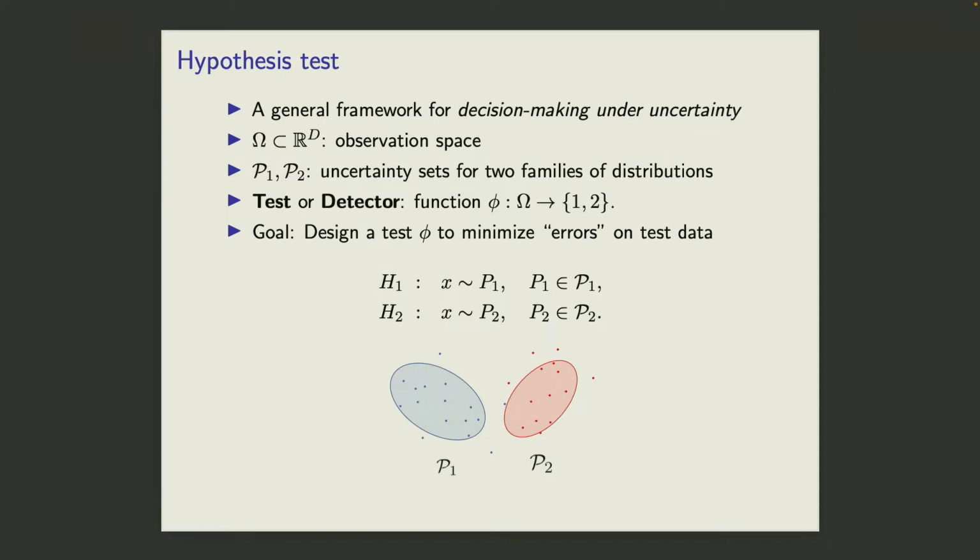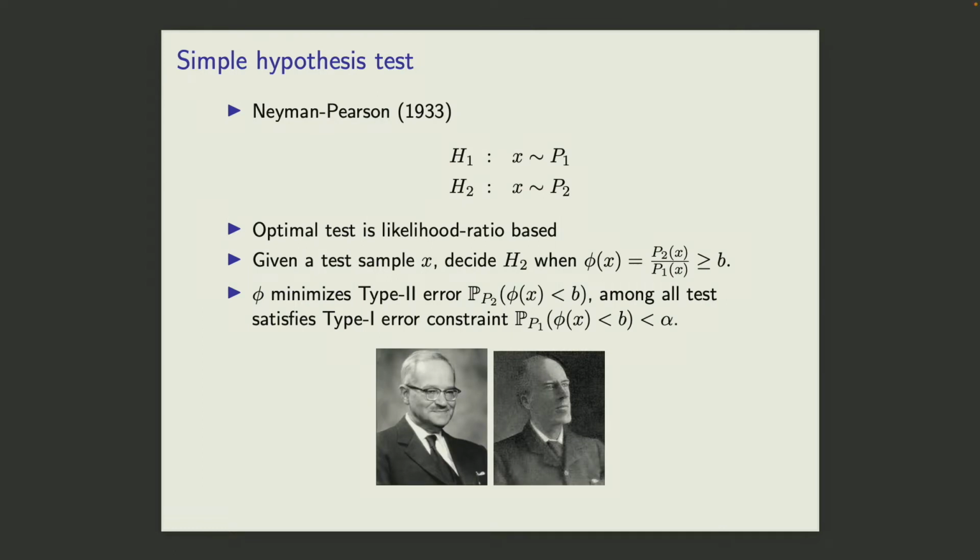Our goal is to find the so-called detector or test, which is a function that maps the observation space to the decision, which in this case is just two hypotheses. So it decides between one and two. And the goal is we want to minimize the risk, which is typically defined as the type 1 and type 2 risk. This is, not to mention, a very classic problem in statistics, and in very basic statistics lessons we teach about Neyman-Pearson, basically simple hypothesis testing.